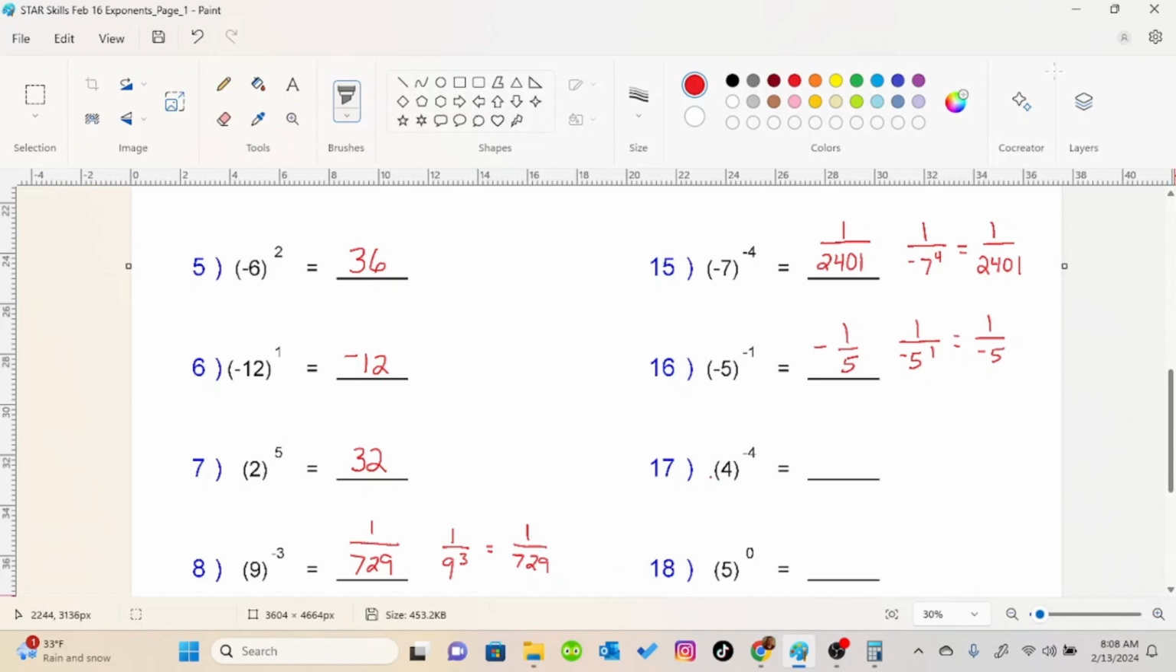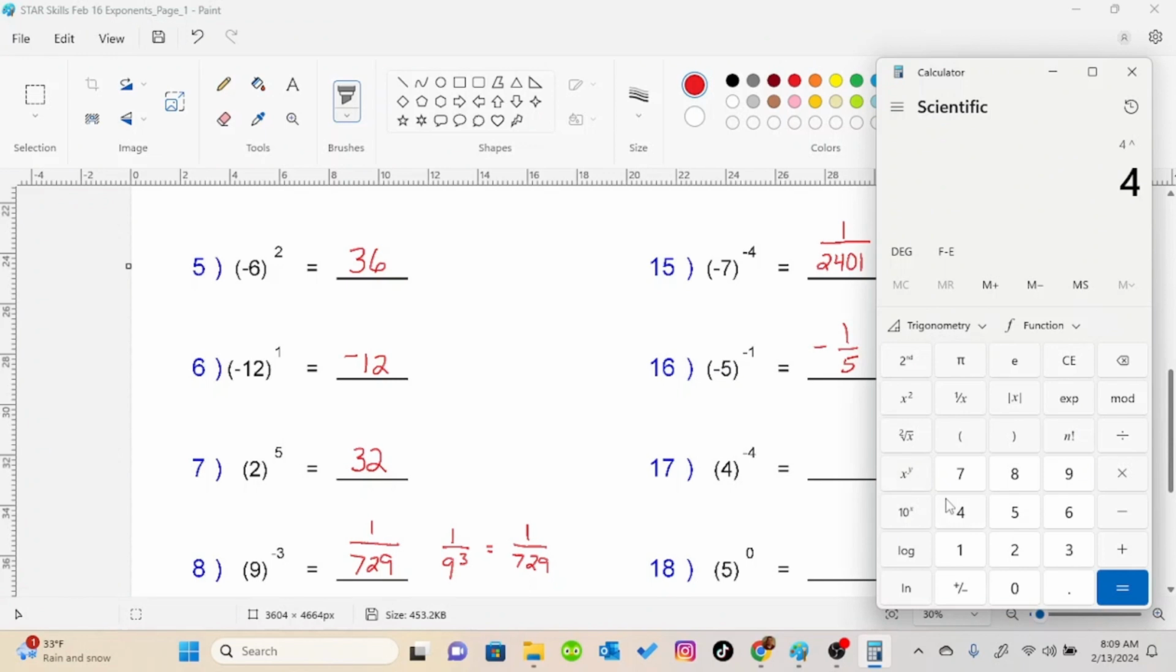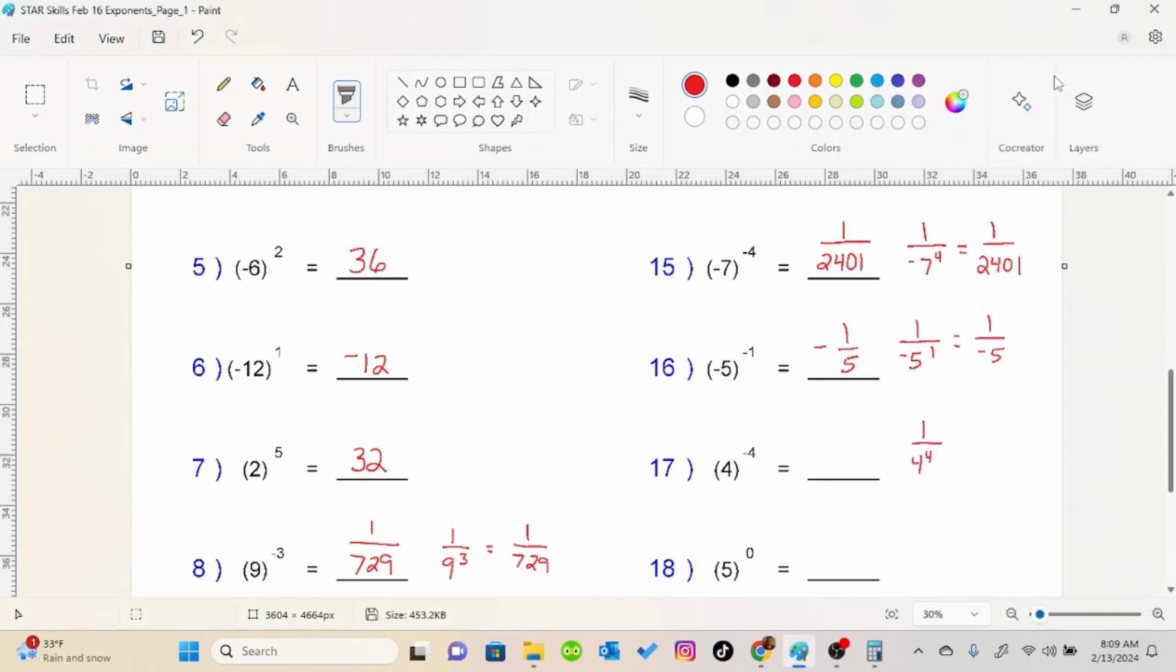Number 17. We have 4 to the power of negative 4. A negative exponent means 1 over. 4 to the power of 4 equals 256. So our answer is 1 over 256.